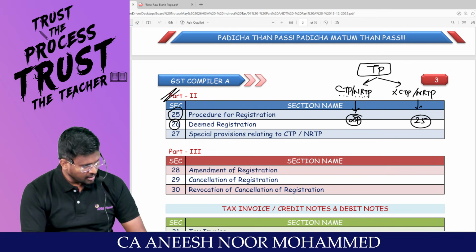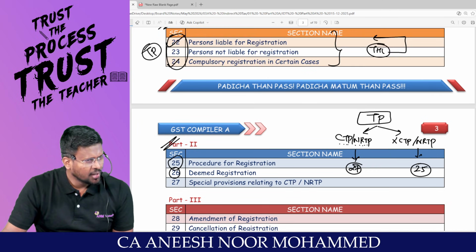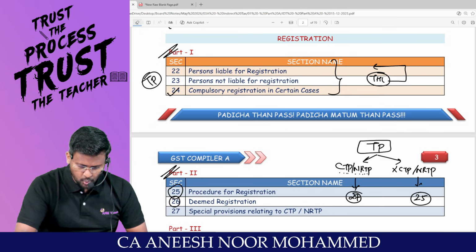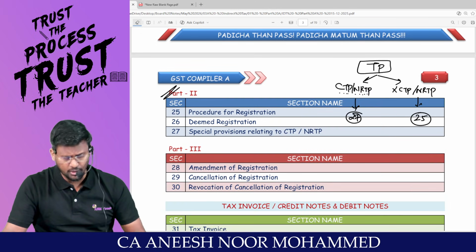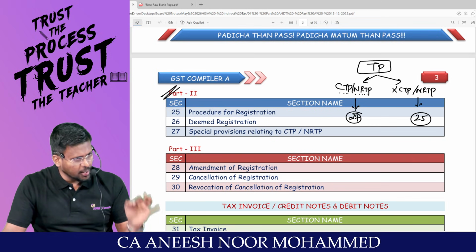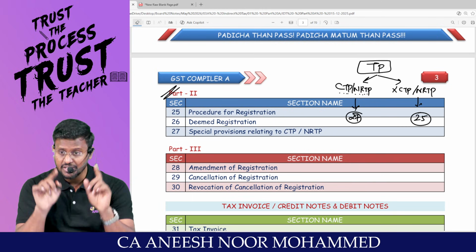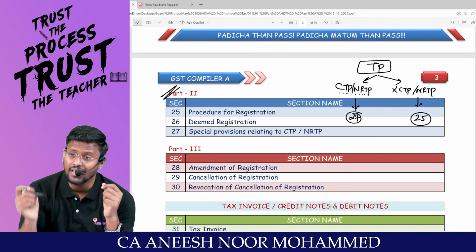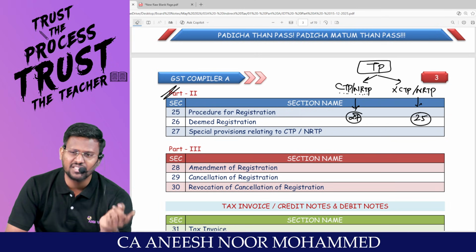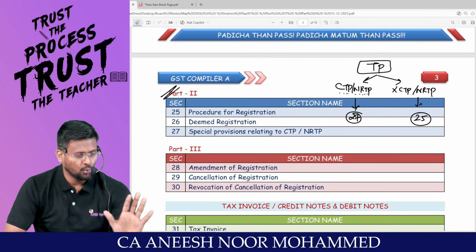Are you all really with me? Come on, man. What is section 22? Person liable for registration. Section 23? Person not liable for registration. Section 24? Compulsory registration. Section 25? Procedure for registration. Section 26? Deemed registration. Section 27? Special provisions for casual taxable person and non-resident taxable person. That means if you are a taxable person falling under section 22 or section 24, you have to travel through either section 25 or section 27 as the case may be. Sentence clear? Okay, sir. I got the registration.